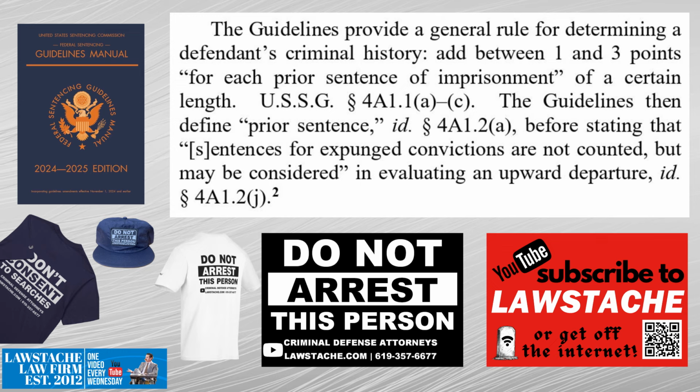The guidelines then define prior sentence, before stating that sentences for expunged convictions are not counted, but may be considered in evaluating an upward departure. After hearing this last sentence, you might be wondering what's in dispute. After all, it seems simple enough. Expunged records cannot be used towards criminal history categories in federal court.